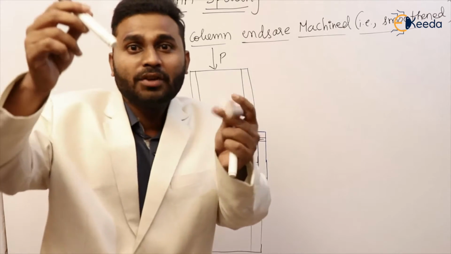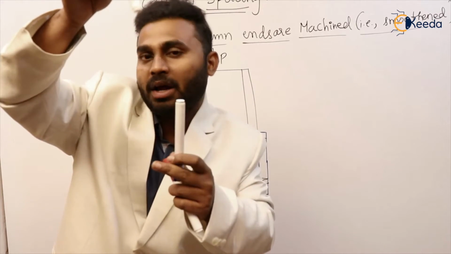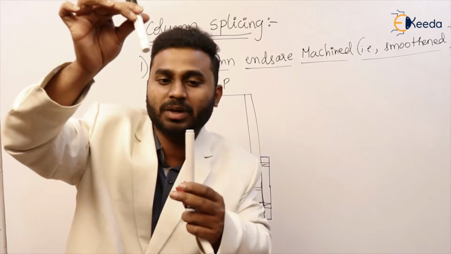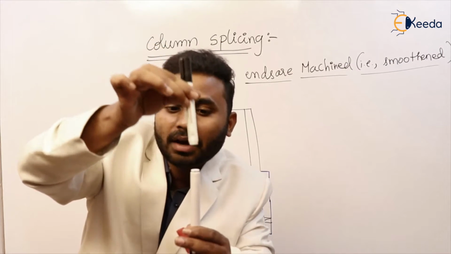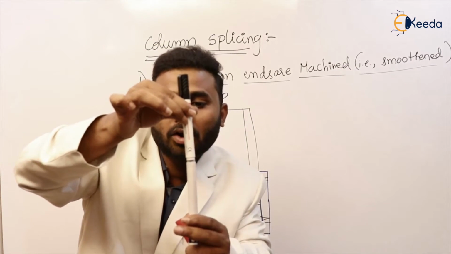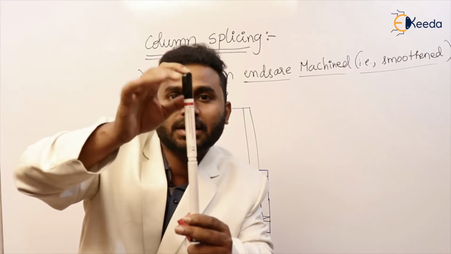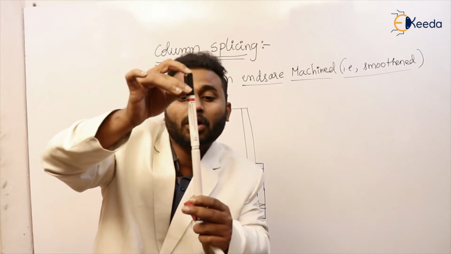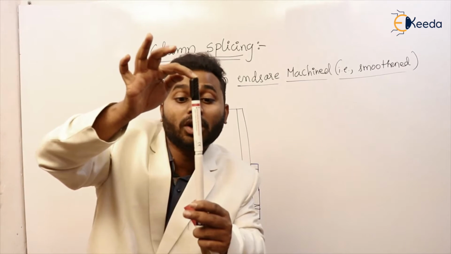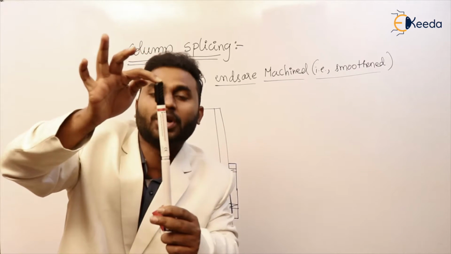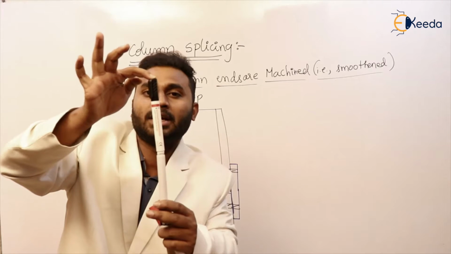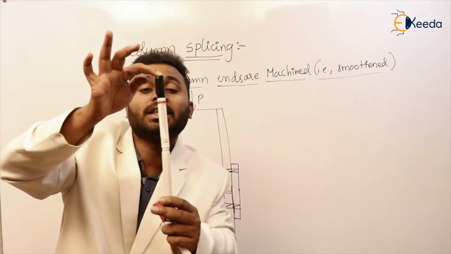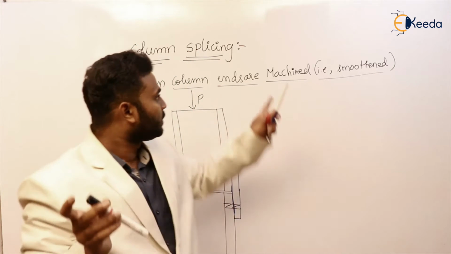Agree? Now if we place this marker, assume it as a column, on this marker, is there a perfect bearing action or not? It means load from the top column will transfer to the bottom column just by the bearing action. Do you agree or not? Obviously. The reason the ends are machined, that is the meaning of it.